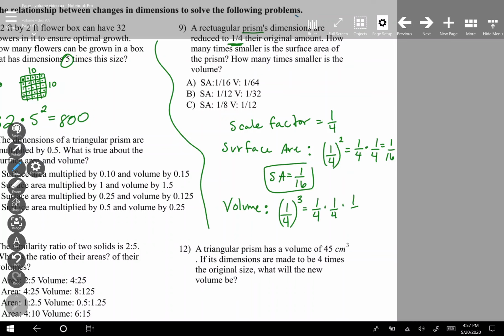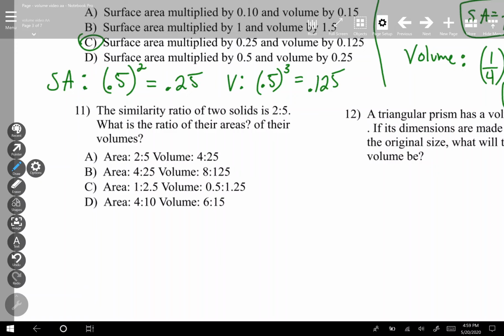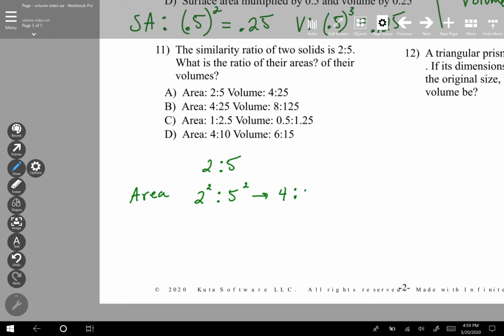Okay, next thing here. The similarity ratio of two solids is 2:5. What is the ratio of their areas? Also of their volumes. So the original ratio is 2:5. If we want to do area, we have to do 2 squared to 5 squared. So what is 2 squared? It's 2 times 2, so it's 4. And what is 5 squared? That's 5 times 5, so it's 25.